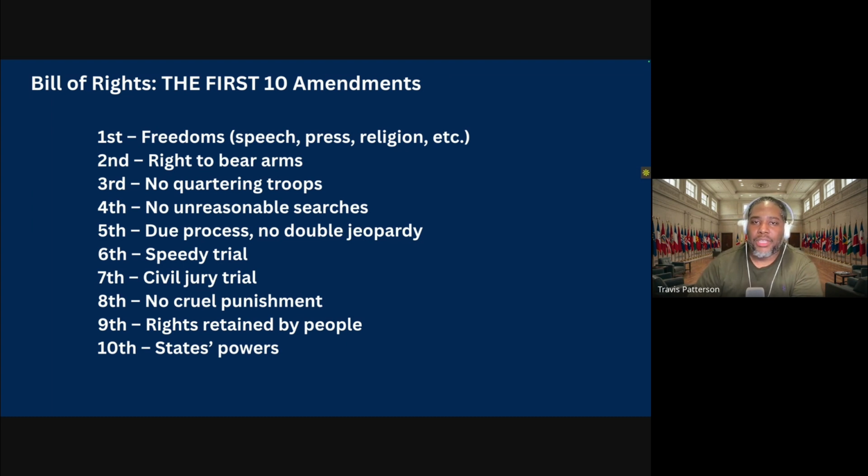So why does it matter? It supports liberties like privacy and reproductive rights. Sorry, that was a little distraction there. But the 10th Amendment reserves all non-delegated powers to the states or people. Why does it matter? It's the foundation of federalism, used in debates over state versus federal authority.